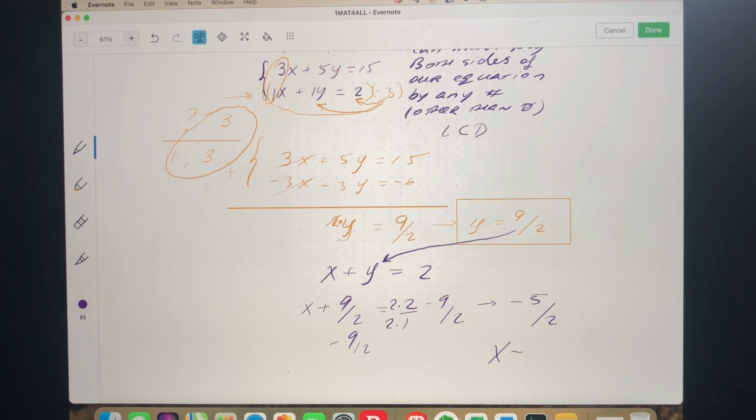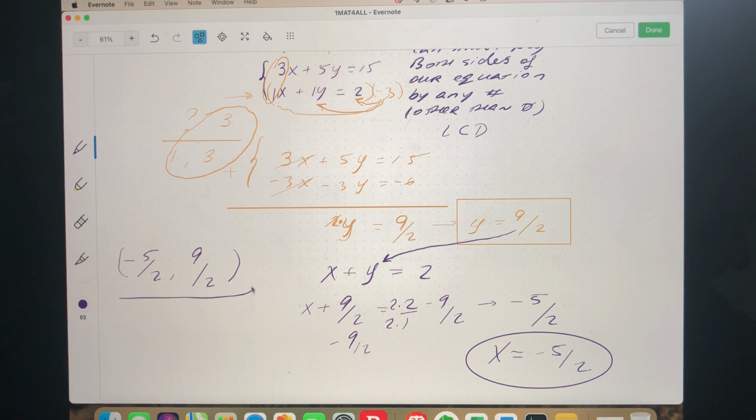So x is -5/2. That's the same coordinate, again, that we found using the substitution. So using elimination, here we have found the answer to be -5/2 and 9/2. That's the same result as we had with substitution.